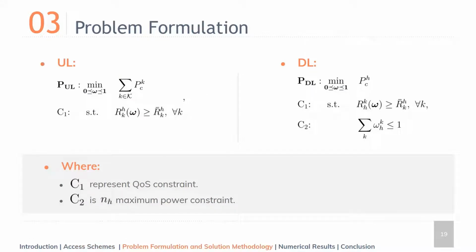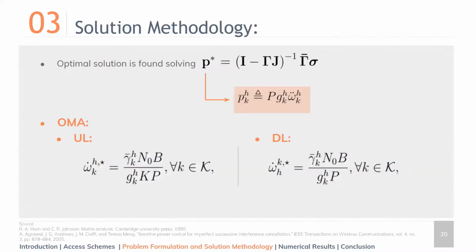Accordingly, we formulated the problem for uplink and downlink to minimize the transmission power consumption subject to QoS constraint in both traffics and the maximum power constraint for the downlink traffic. Now, these problems can be readily solved by putting them into convex optimization solvers. However, for the aim of hardware complexity reduction, a closed form is more desirable.